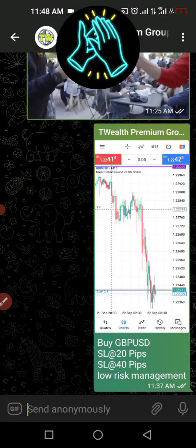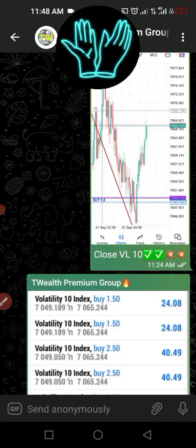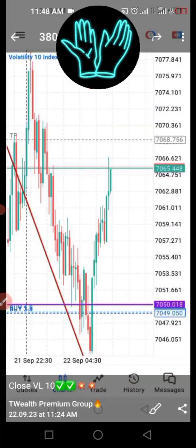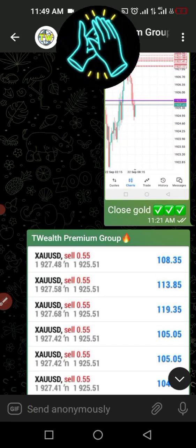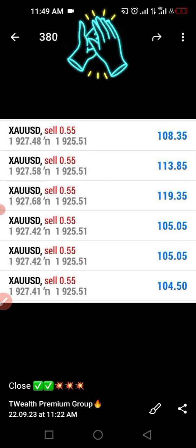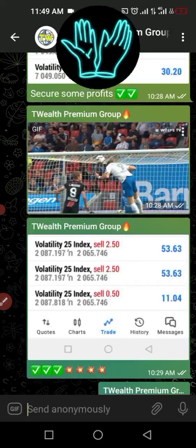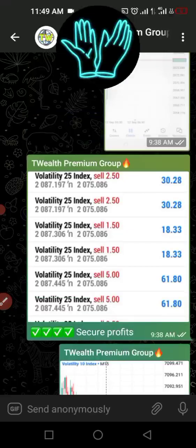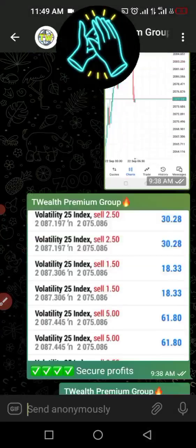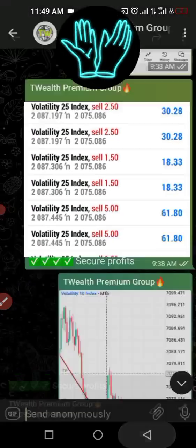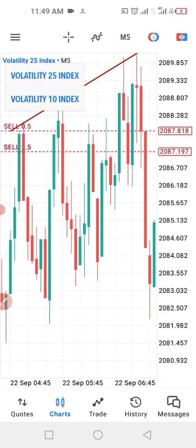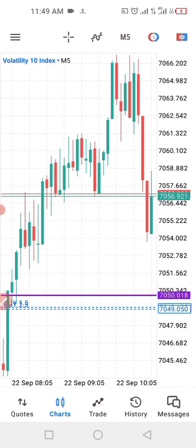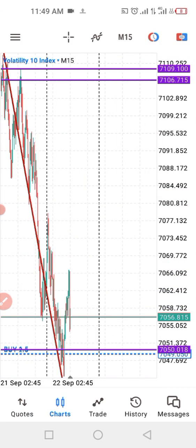This is another signal I dropped for GBPUSD. Here is volatility 10, it paid massively. I think I still have a running position on that. Gold also paid massively, and here is volatility 25, paid massively also. Okay, so guys, that is it. I think I still have a good position running in volatility 10. Yeah, here is my volatility 10.